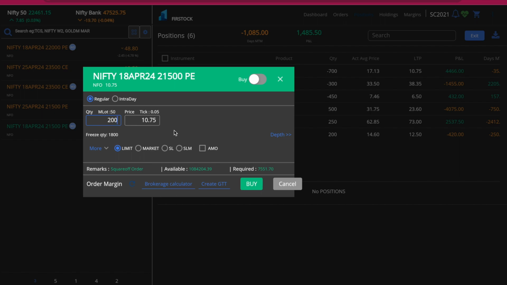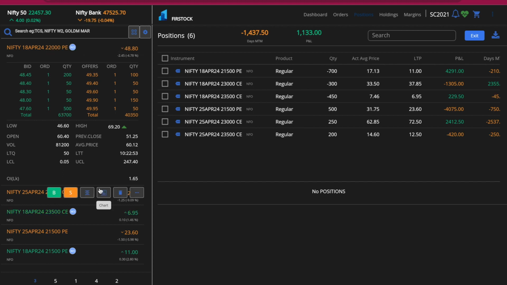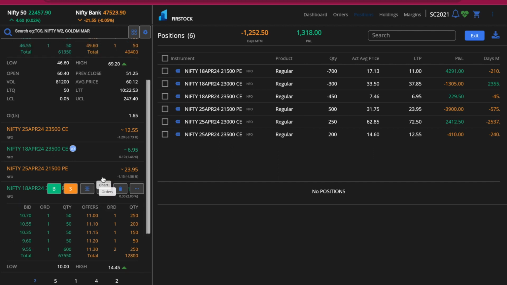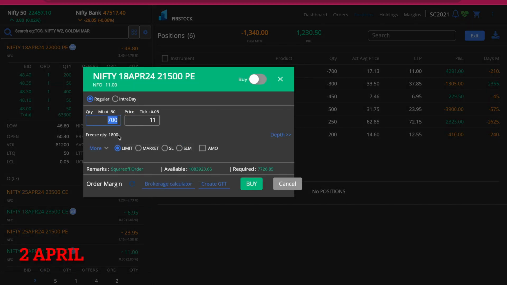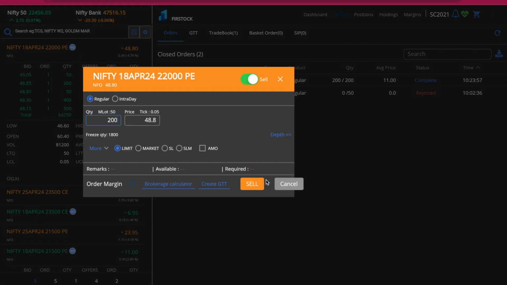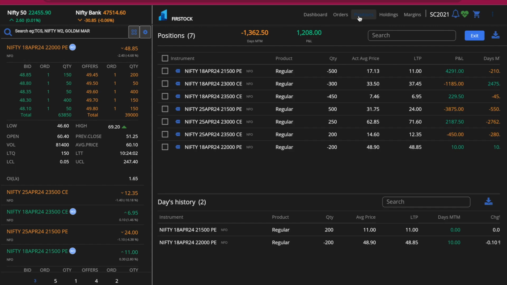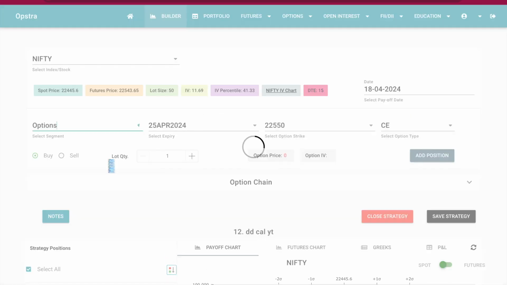So here we'll book this profit. Before that, we'll just check the market depth, and here is the market depth. The market depth is 11 and it is 49. So yes, we'll book this. We'll exit only 200 quantity, and here we're going to sell 200. Okay, this is sold. Yes, 200 quantity at 48.9, that will adjust here.